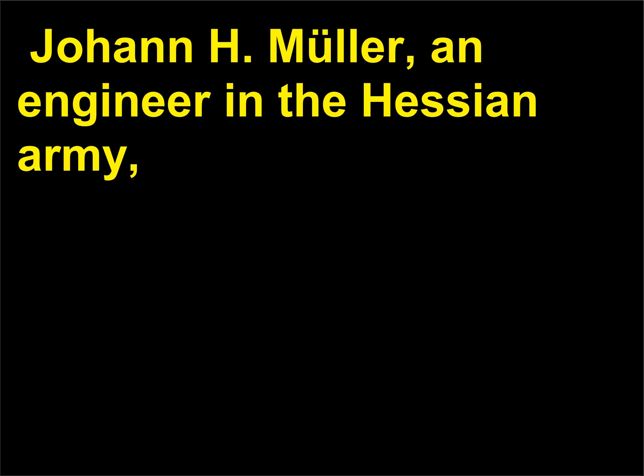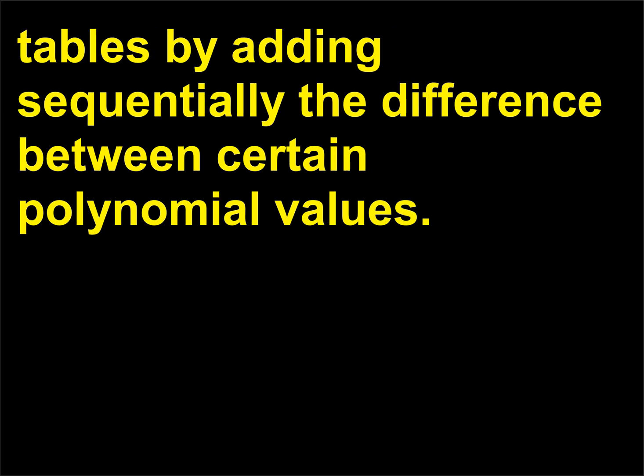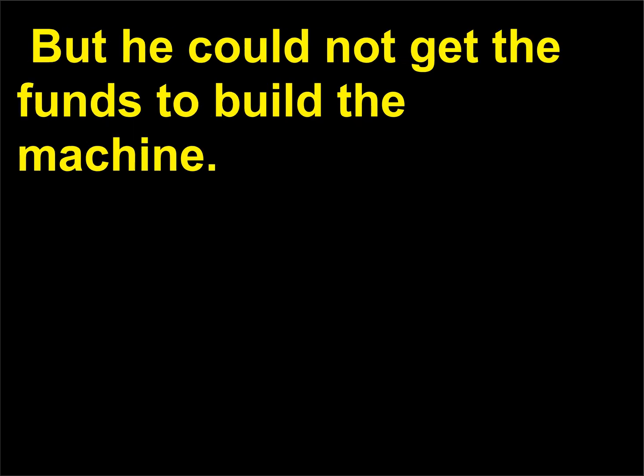Johann H. Müller, an engineer in the Hessian Army, first developed the concept in 1786. His idea was to have a special machine that would evaluate and print mathematical tables by adding sequentially the difference between certain polynomial values. But he could not get the funds to build the machine.